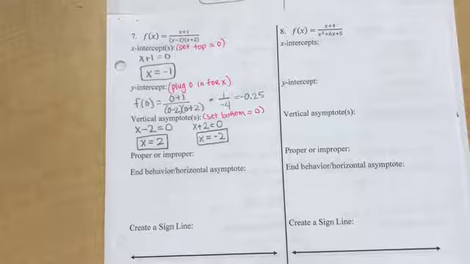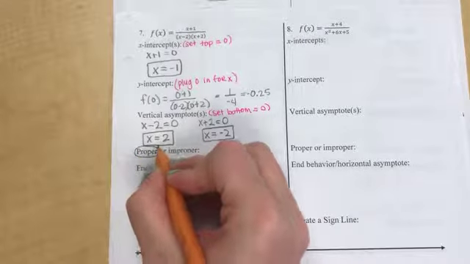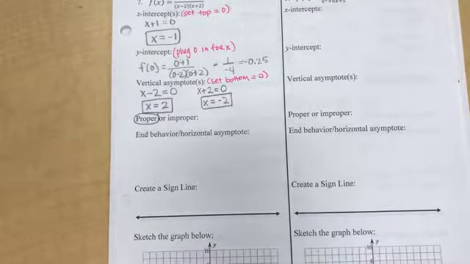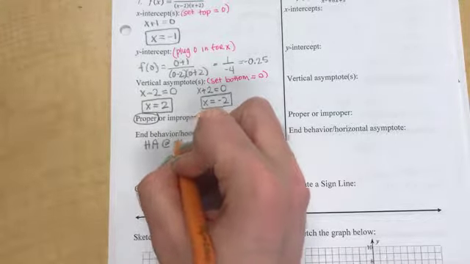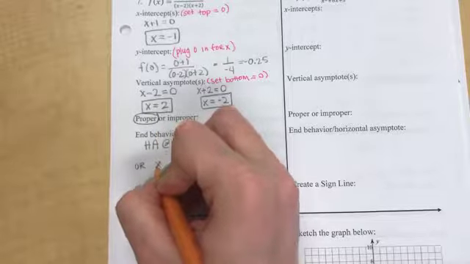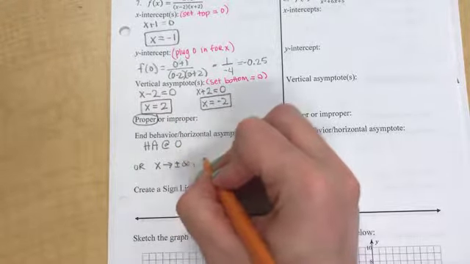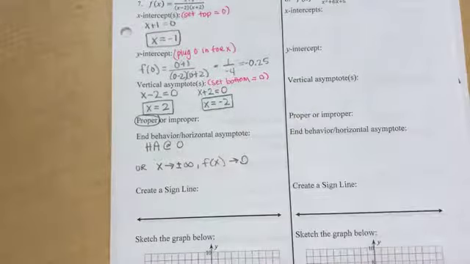To find the end behavior, I need to know, is this proper or improper? Well, my degree on top is 1, degree on bottom is 2, so this is going to be proper. So my end behavior, we can either say has a horizontal asymptote at 0, or we can say as x approaches both positive and negative infinity, f of x approaches 0.